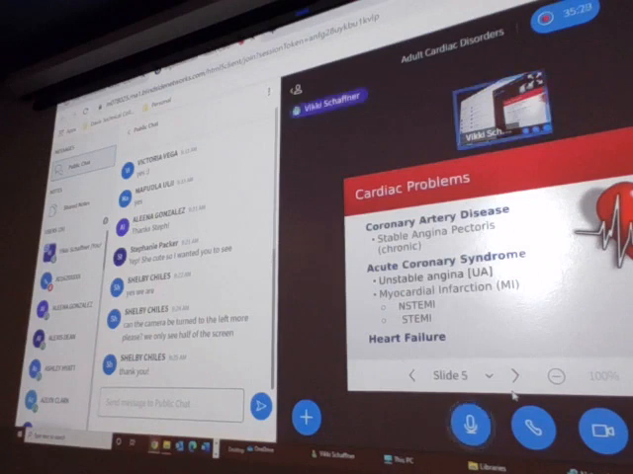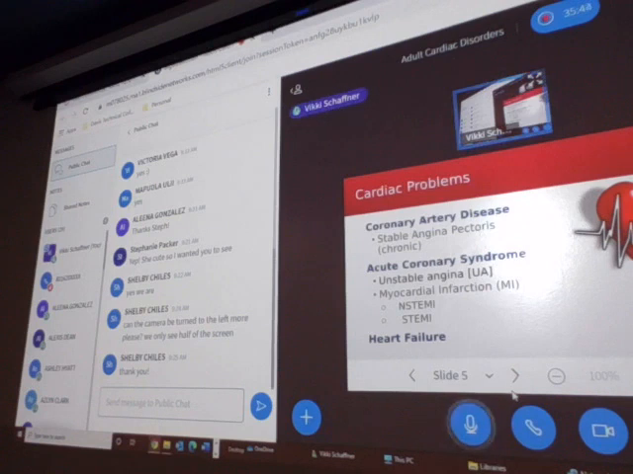This is called stable angina. So recognize that it's predictable. It happens with exertion. Stopping the activity will stop the pain, and it's usually resolved with nitro.